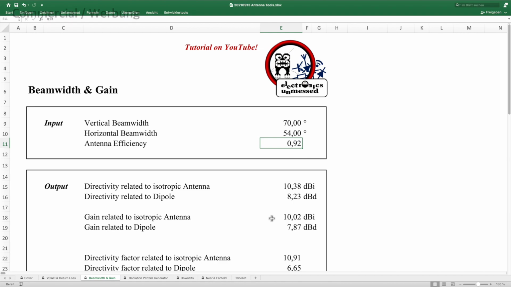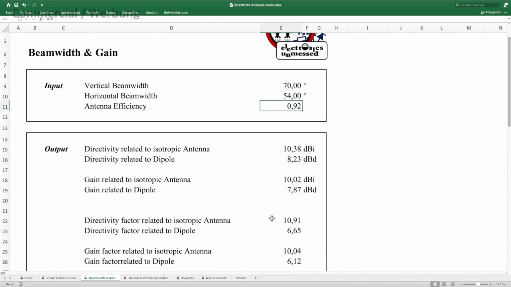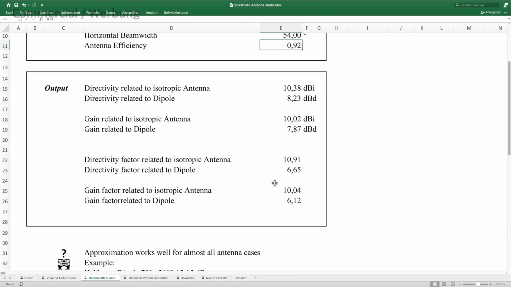Just to complete the table, we give the corresponding linear gain factors on the bottom. I hope this will help you a bit to distinguish the different specifications that you will find for antennas. Our tool is using a simple approximation to compute the directivity and the gain from the beam width. However, it works well for almost all cases of antennas. The antenna beam width is per definition the angle between the points where the gain is 3 dB reduced.